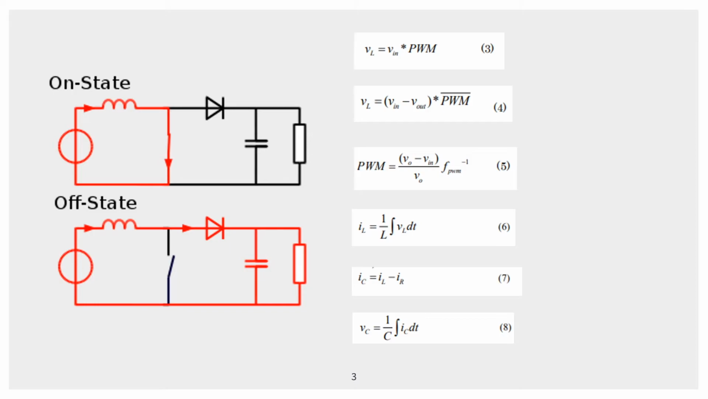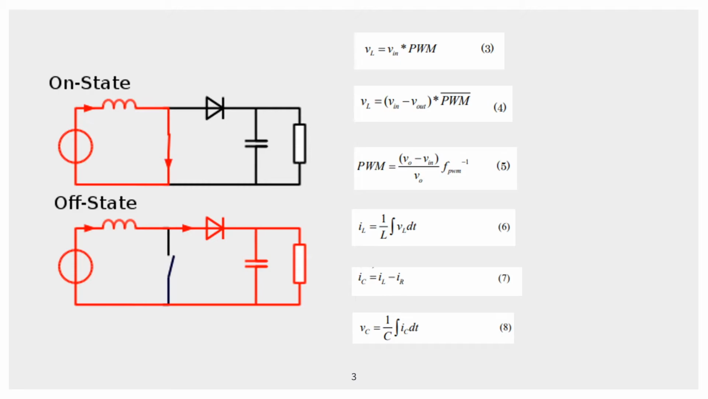The PWM is given by (V output minus V input) divided by V output, times the inverse of the frequency of the PWM. The inductor current is given by IL equals the integral of VL dt, and the capacitive current is equal to the inductor current minus the resistive current. This can be seen in the off state: current flows through the inductor, and once it stops flowing through the inductor, it goes to the diode and then to the load, and what doesn't go to the load goes to the capacitor. So the capacitive current is the inductor current, that's the whole current, minus the resistive current, and the voltage across the capacitor is equal to 1 by C integral of IC dt.